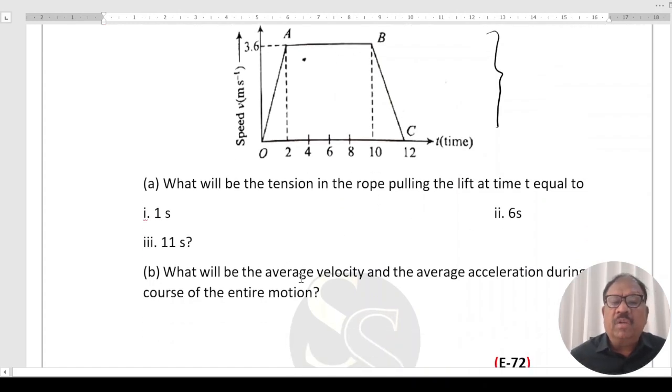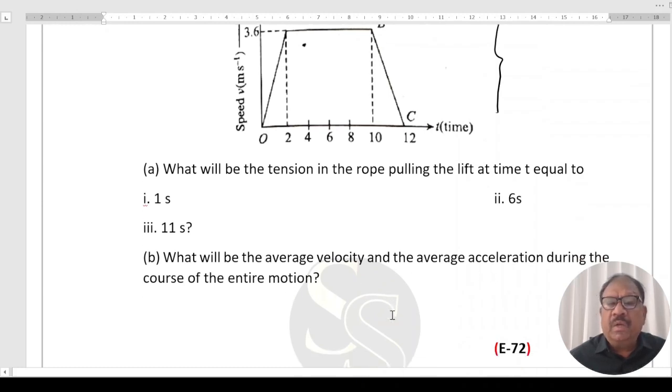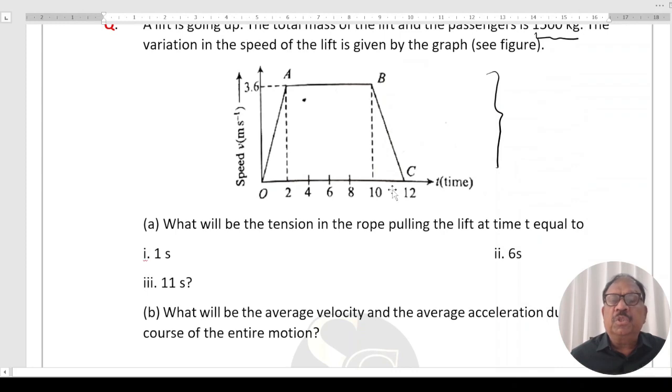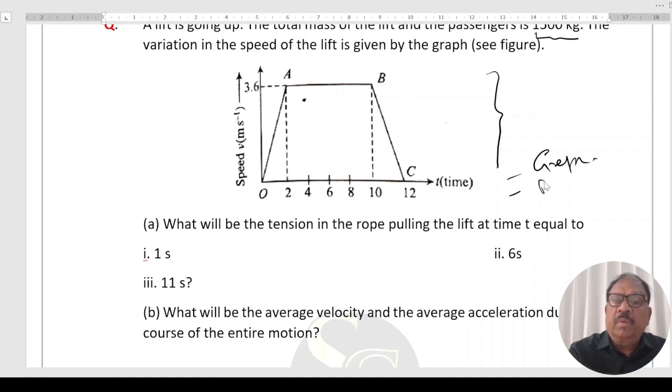Second part, what will be the average velocity and average acceleration during the course of the entire motion, right? Through these illustrations, the basic concepts of graphical questions and free body diagrams will be clear, right?